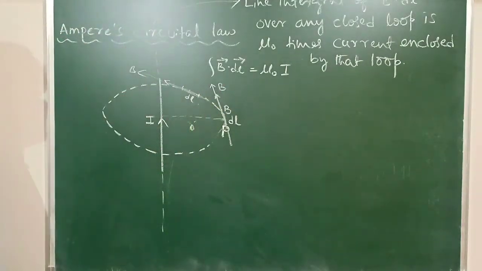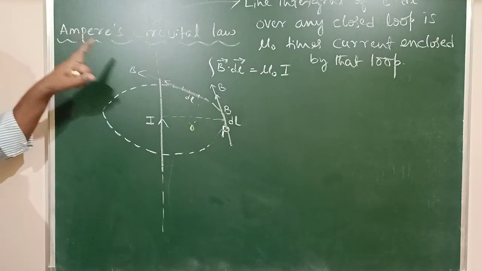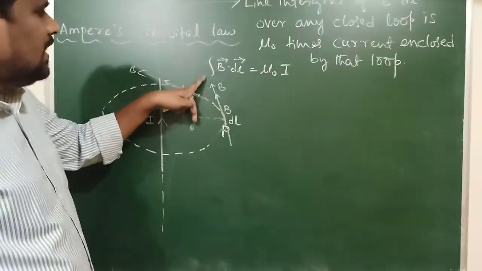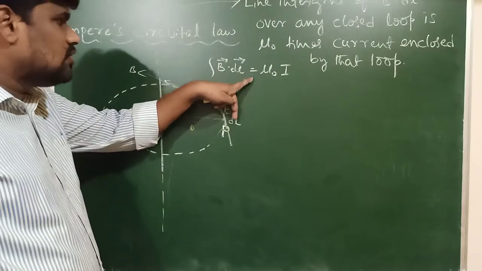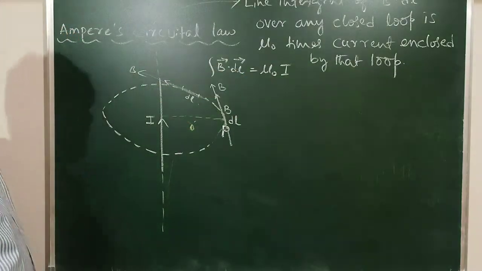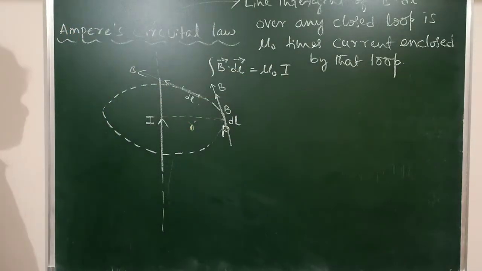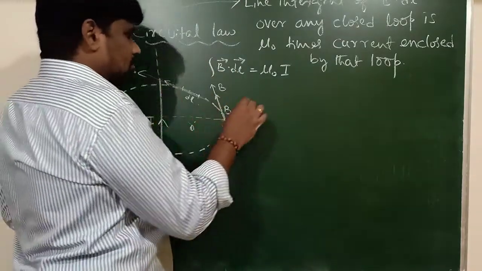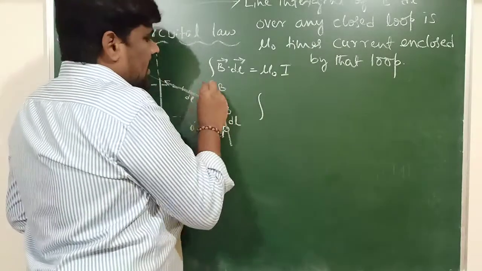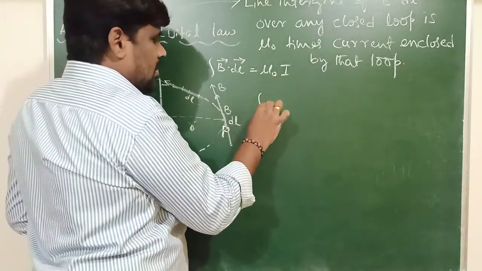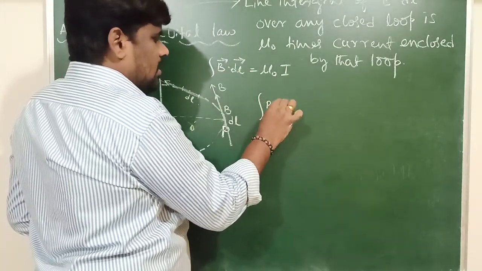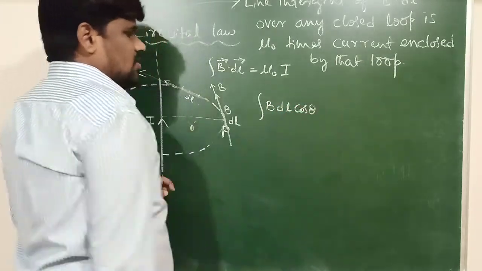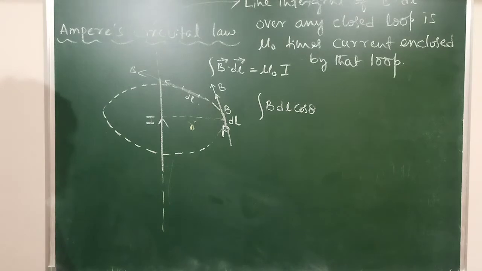For that I will consider the statement of the Ampere circuital law. What is the statement of the Ampere circuital law here? Line integral of B dot dl is equal to mu naught times I. That is the statement of what? Ampere circuital law. Okay. Further, line integral B dot dl can be written as what? B dl cos theta.